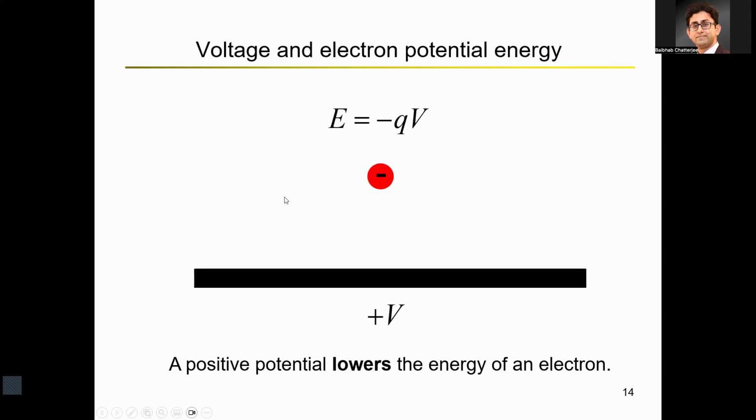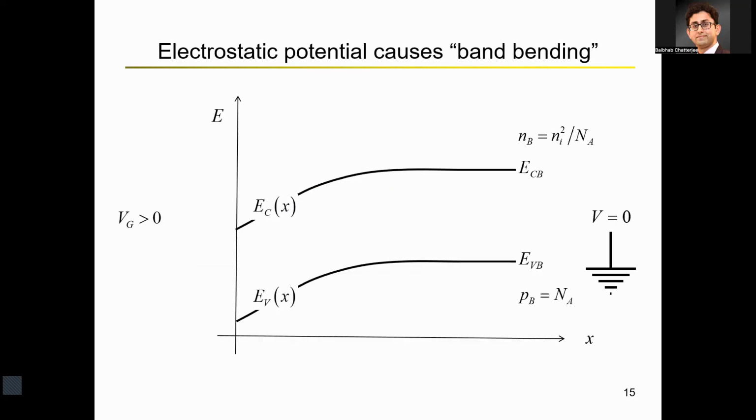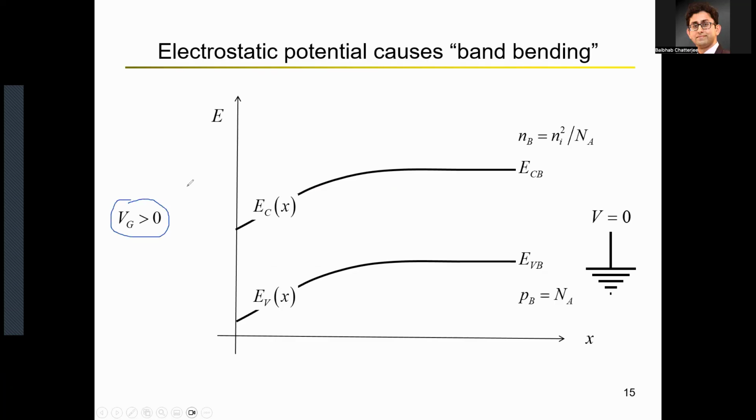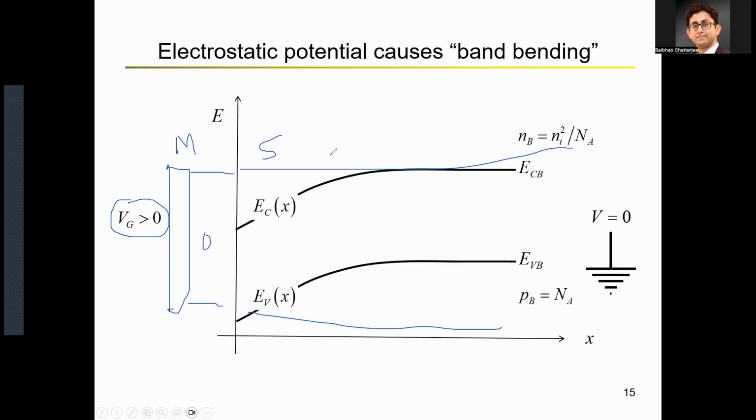What that means is that the energy bands that we tried to analyze in the previous case will be bending because of the gate potential over here. So remember that you have a metal structure, then an oxide, and then the semiconductor. Inside the semiconductor, you had the conduction band energy and the valence band energy. Of course, the conduction band energy will be higher than the valence band energy.